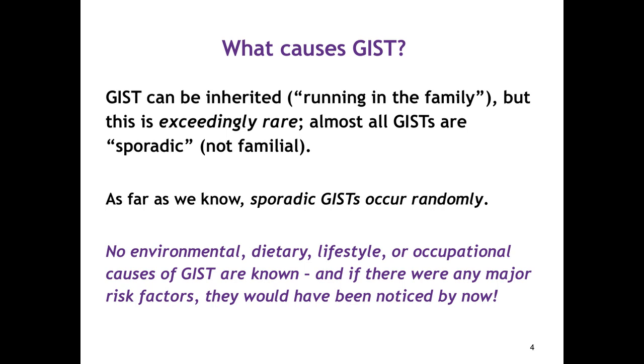So the vast majority of GIST cases are what we would call sporadic GISTs. That is, they occur in individuals without any family members being affected and without the possibility of passing that risk or that disease on to children. So almost all GISTs are sporadic.